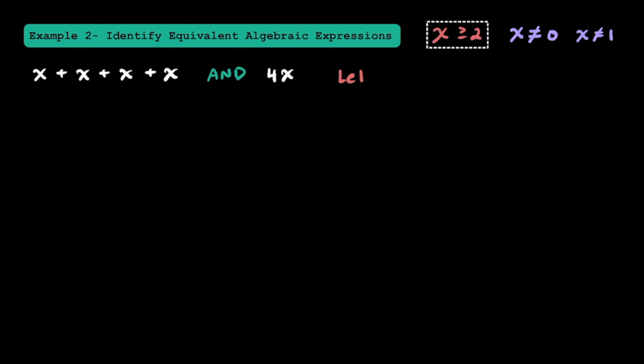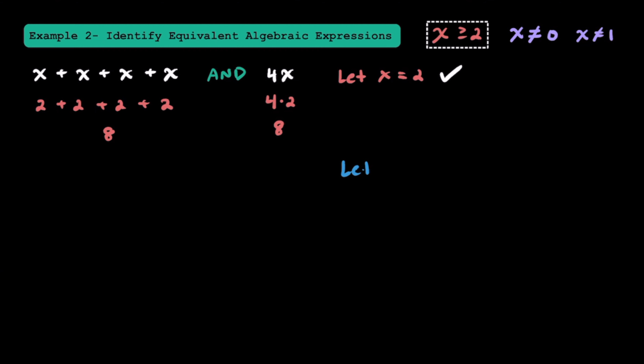So let's hypothetically say that x is equal to 2. Substituting in on the left here, we'll have 2 plus 2 plus 2 plus 2, and that's just going to equal 8. Substituting it over here, this is 4x, or 4 times 2, and that's also equal to 8. When x was equal to 2, both of these expressions were equal to 8, which means that they're the same.